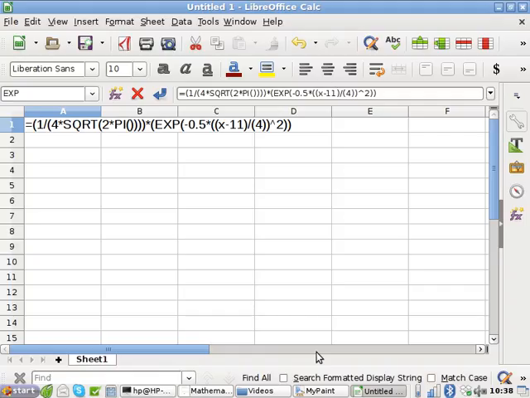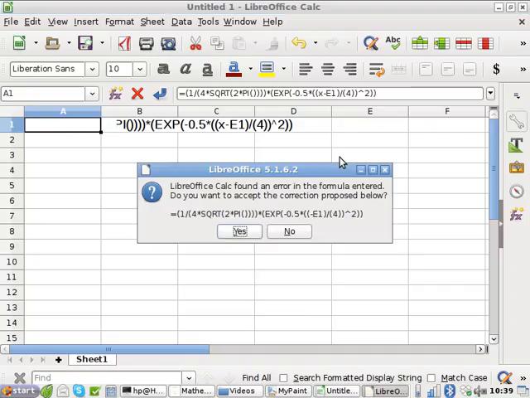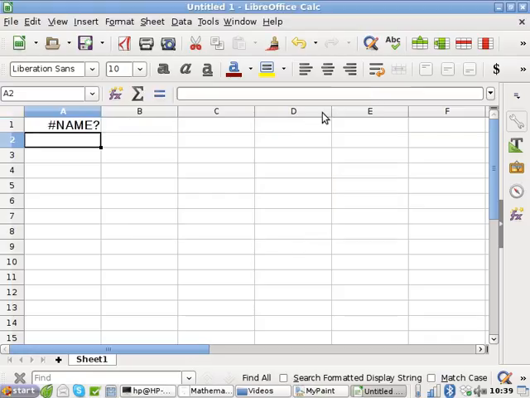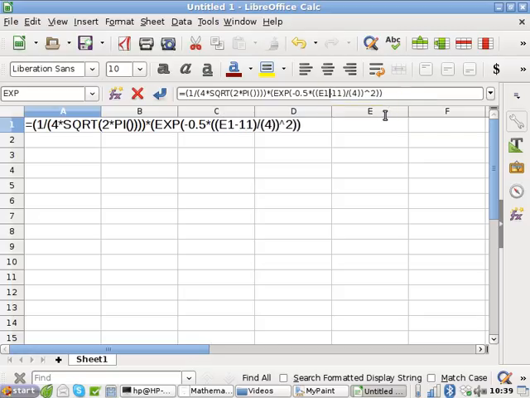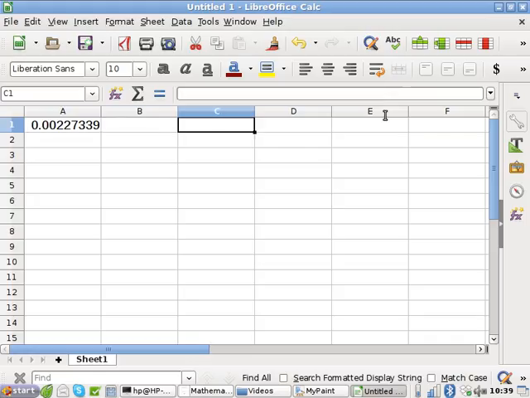So here, instead of x, we need to put in a cell. If I put the x values in column E, I'll just write E1 for the x. Oh, sorry, now I know what you mean. I replaced the wrong one. This is 11, and this one is E1. And I put a value in here.